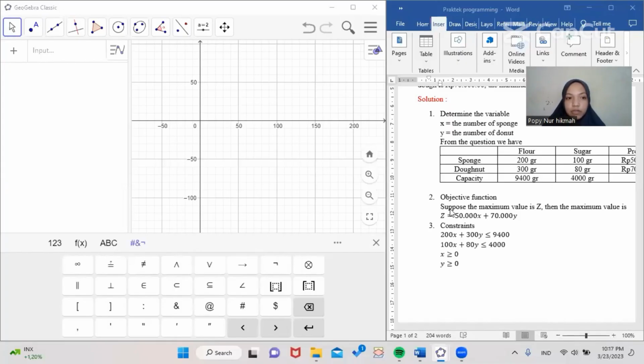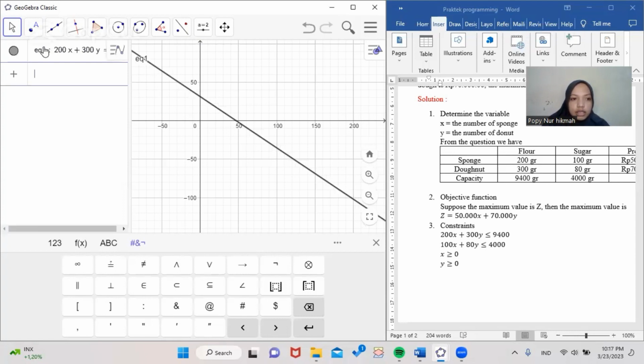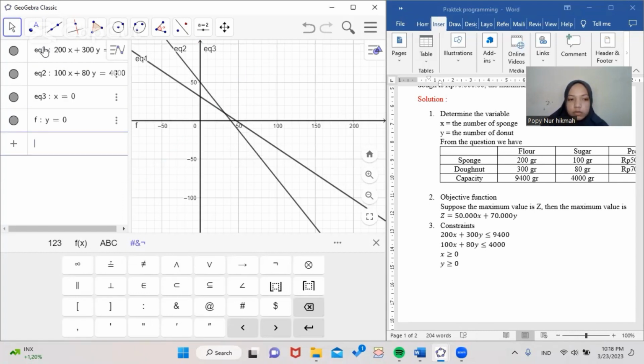To solve this problem, we can use the graphing method using Geogebra. First, we have to write all the constraints as equality equations. First is 200x plus 300y is equal to 9,400. Second is 100x plus 80y is equal to 4,000. Third is x is equal to 0 and y is equal to 0.